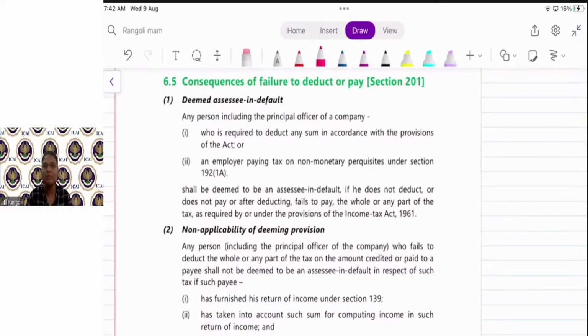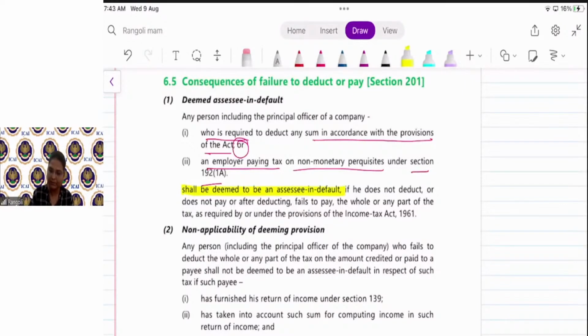Any person, including principal officer of company, who is required to deduct any sum in accordance with the provision of the Act, or an employer paying tax on non-monetary perquisite under Section 192, subsection 1A, shall be deemed to be assessee in default if he does not deduct or does not pay, or after deducting, fails to pay the whole or any part of tax.